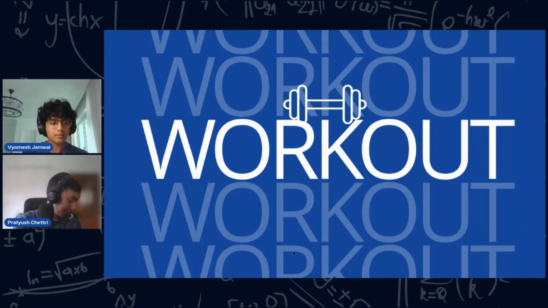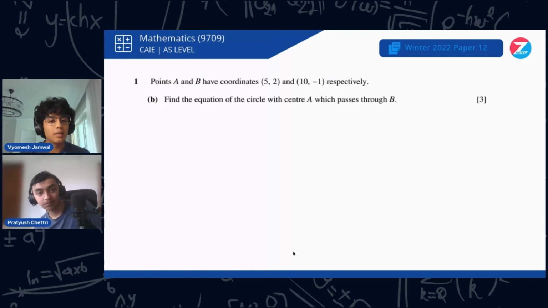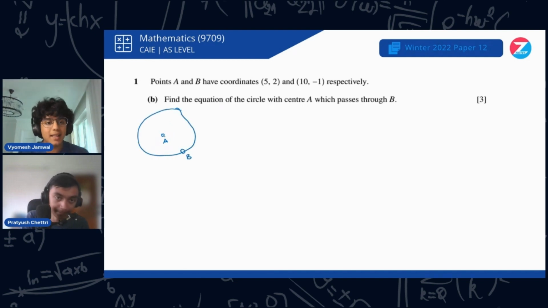Okay, Vyomesh, can you guide us through this first question here? Sure. So it says that the points A, B have the coordinates as follows. Find the equation of the circle with center A, which passes through B. So if we're saying that it has a center A and it passes through B, what we're basically saying is that AB is the radius of the circle, right? So first of all, to calculate the radius, we have to find the distance between A and B.